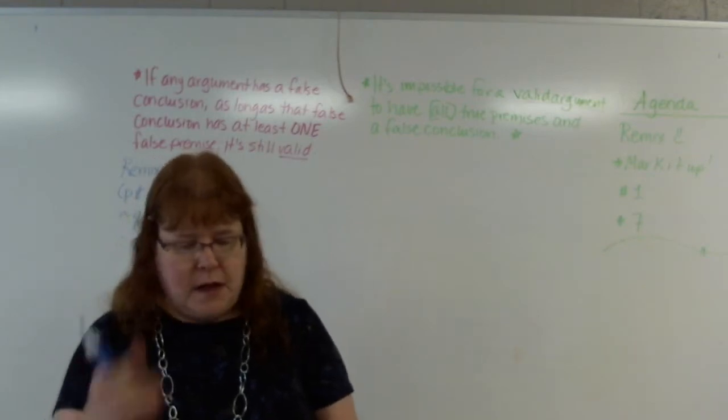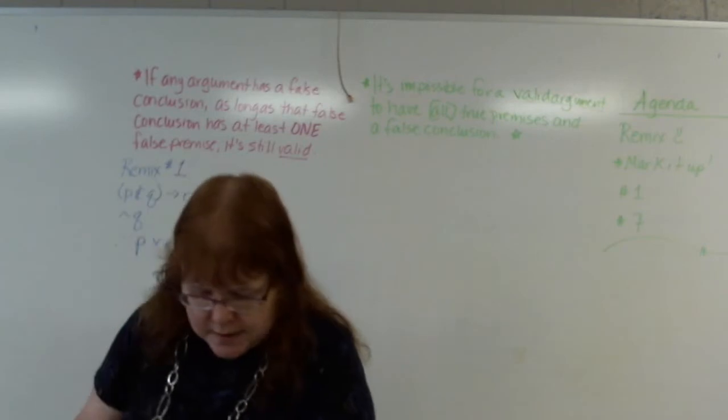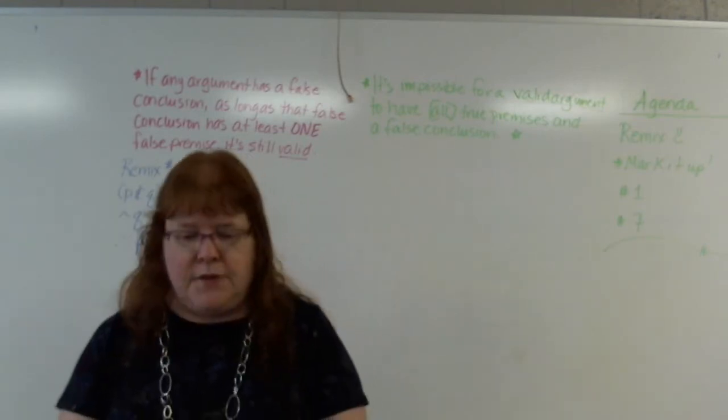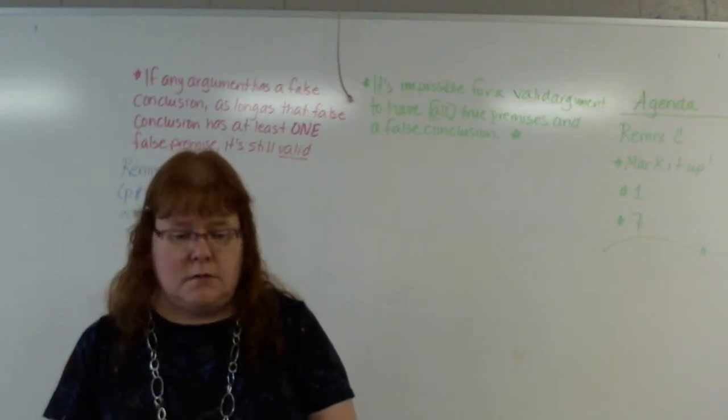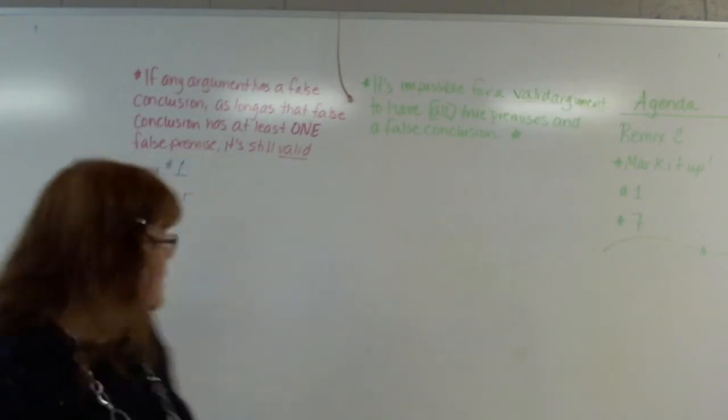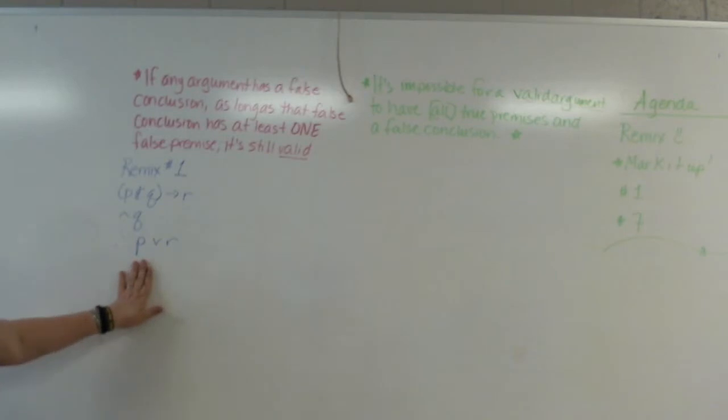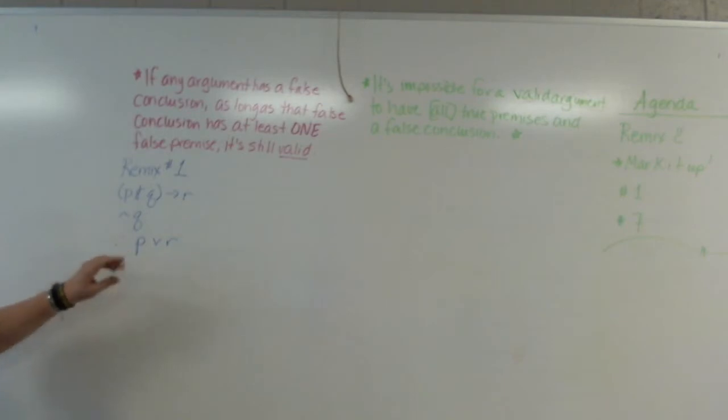So number 1 says, if P and Q, then R, not Q, therefore P or R. And that's what I have up here. And so we're going to walk through this and do the regular truth table, find out if it's valid or not, and then I'm going to erase and we'll do number 7. And then we'll be done. At least I'll be done. So remix number 1, here's my argument.